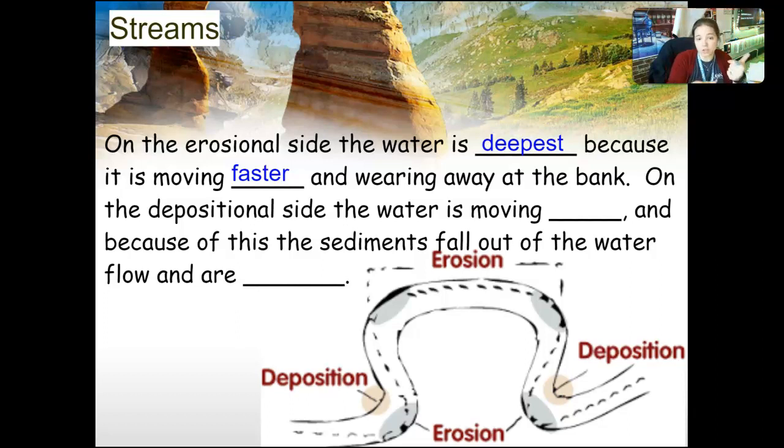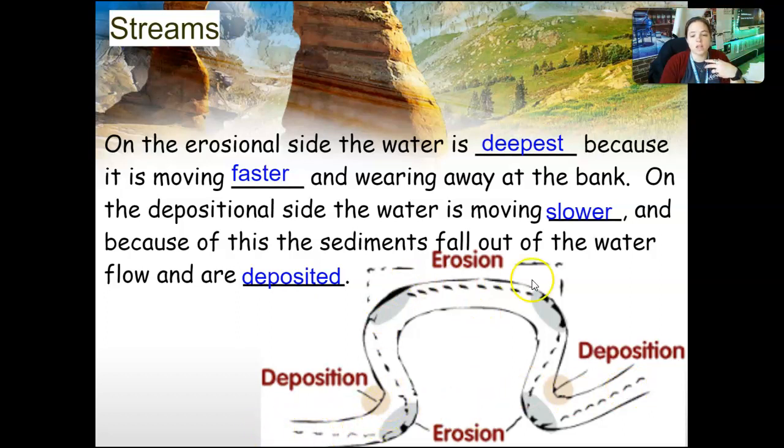On the depositional side, the water tends to move slower, and this is where the sediments start to fall out because the water is moving slower. Any of the particles that are in it in suspension drop out.